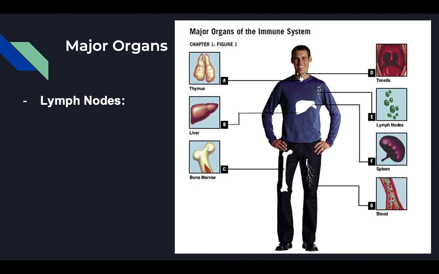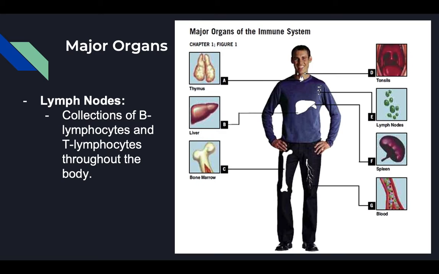The next one is lymph nodes. Now you have lymph nodes all over your body. I think you have some in your armpits, but you have some in your throat too. And what they are is a collection of B lymphocytes and T lymphocytes throughout the body. If you go to the doctor when you're sick, they'll often feel your neck, and what they're feeling for is swollen lymph nodes, because that's a sign that you're sick.